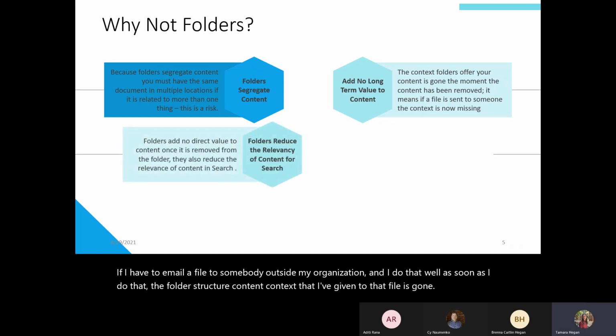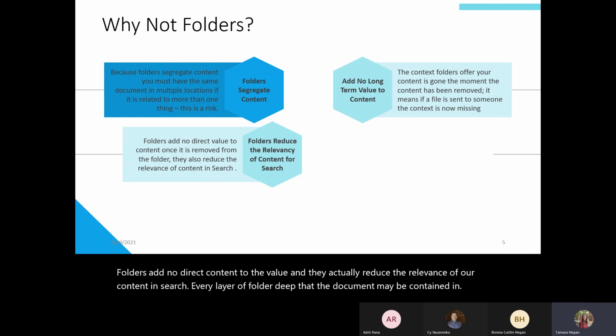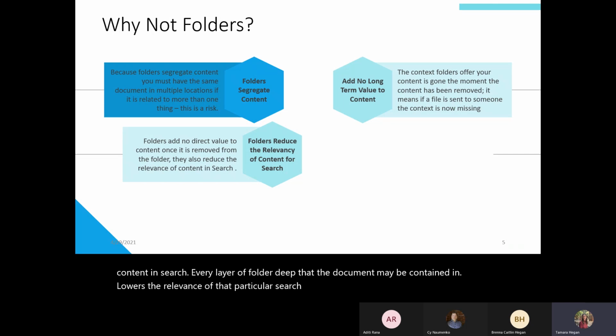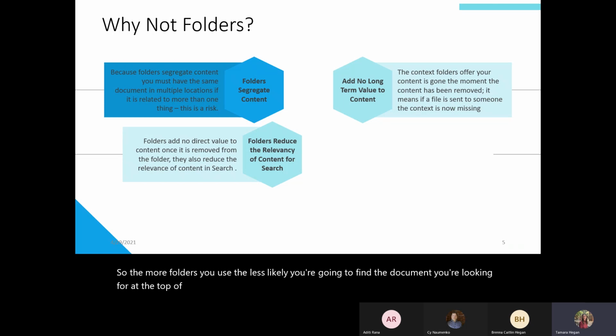Folders add no direct content to the value, and they actually reduce the relevance of our content in search. Every layer of folder deep that the document may be contained in lowers the relevance of that particular search result in the algorithm. It assumes that more important information is closer to the top. So the more folders you use, the less likely you're going to find the document you're looking for at the top of your search results. It'll still come through the search results, but you're not going to be able to see it right at the top of your results.